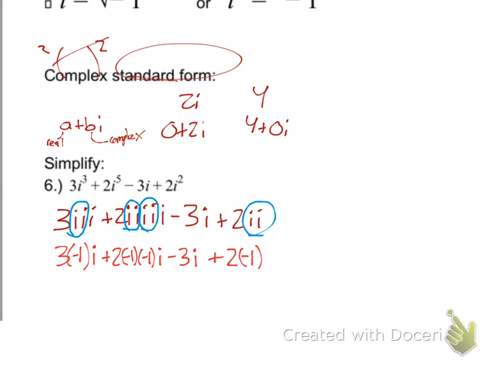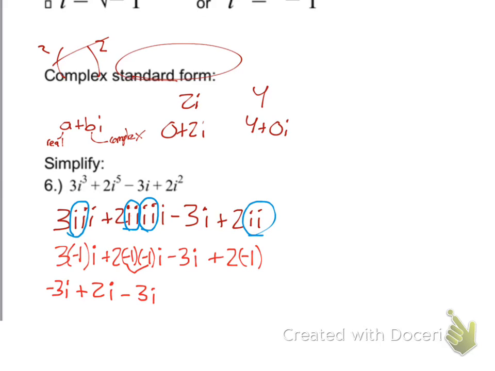Now, to continue, we will simplify this. What is 3 times negative 1? Negative 3i. Plus, wait a minute, 2 negatives make a positive. So it's a positive 1 times 2 is 2i. We didn't actually touch the negative 3i at all, so it just comes along for the ride every time.